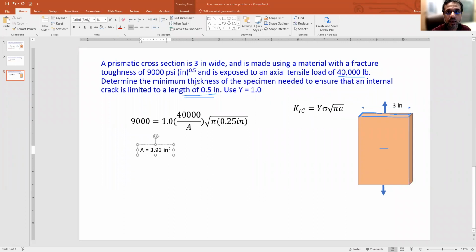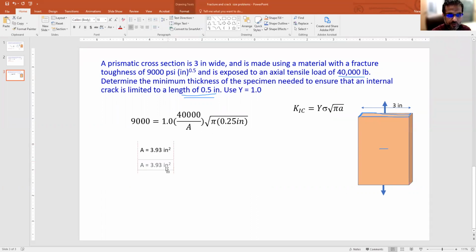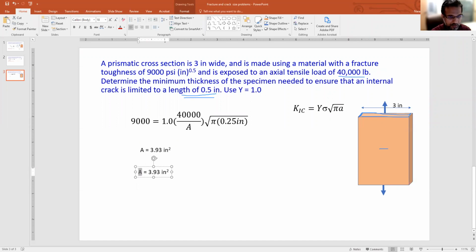One side is 3 inches. Therefore, you can easily find the thickness of this plate. Thickness is equal to 3.93 divided by 3, which is 1.31 inches. 1.31 inches is the thickness of this plate.